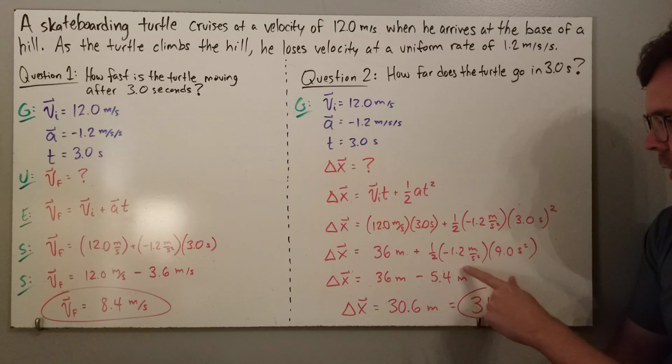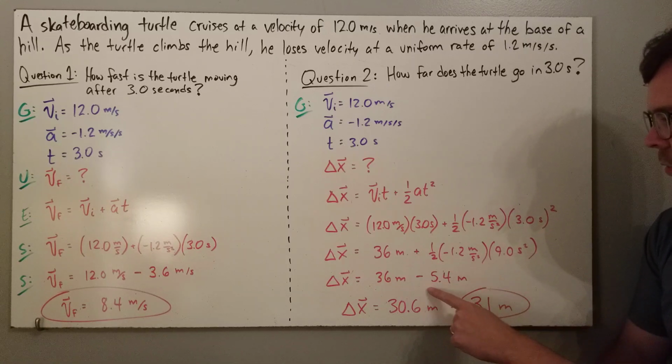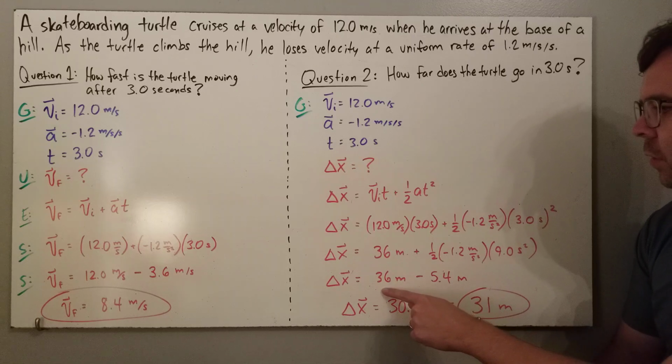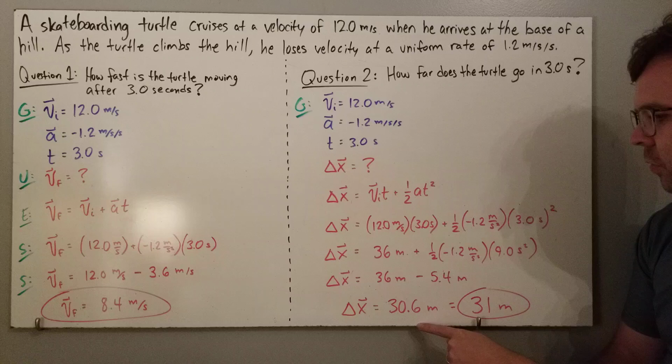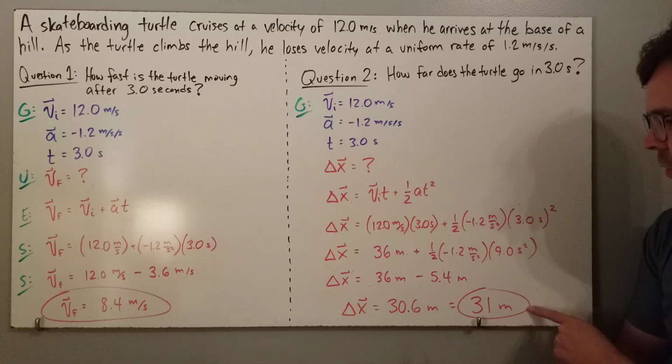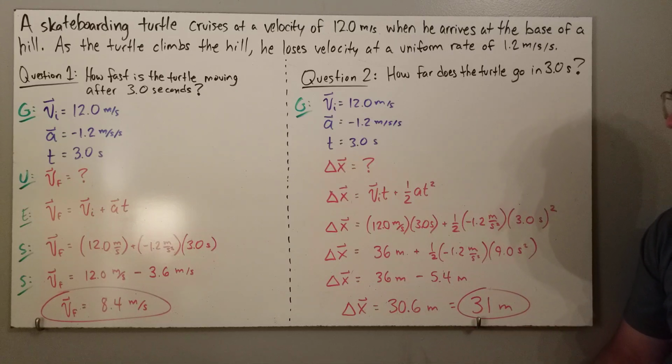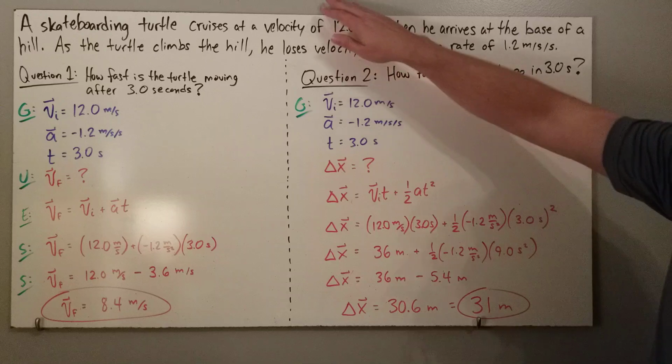Okay, then we multiply all three of these terms together. 1/2 times negative 1.2 times 9 gives us negative 5.4. So 36 from before, minus 5.4 meters, is 30.6 meters, rounding that to 31 meters. So the turtle goes 31 meters.